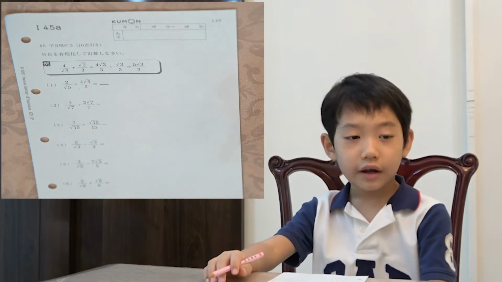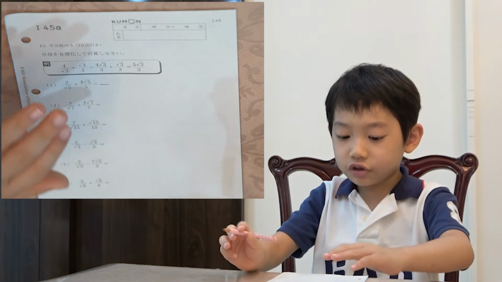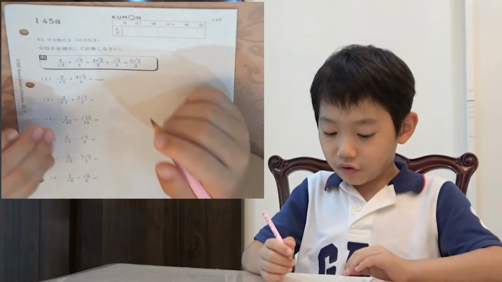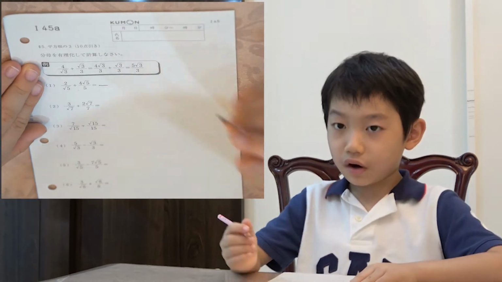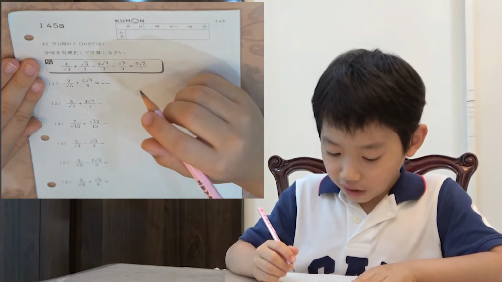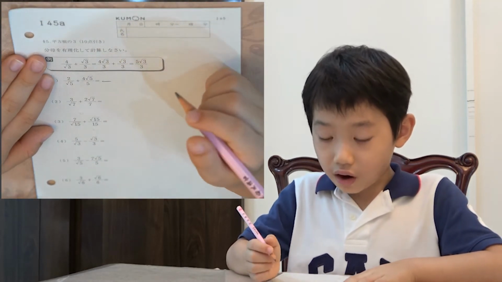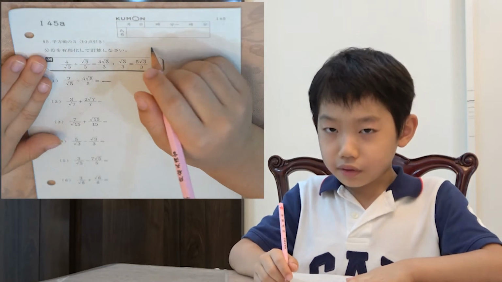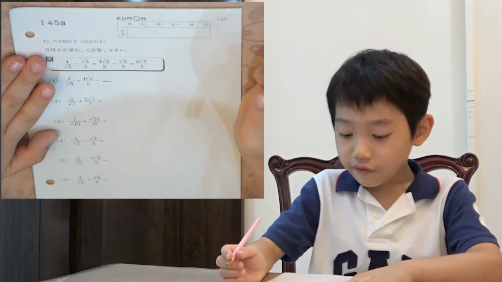Today we will learn how to rationalize the denominator. First, I'll show you an example. So like 2 over square root of 5 plus 4 square root of 5 over 5. So I'll first show you.